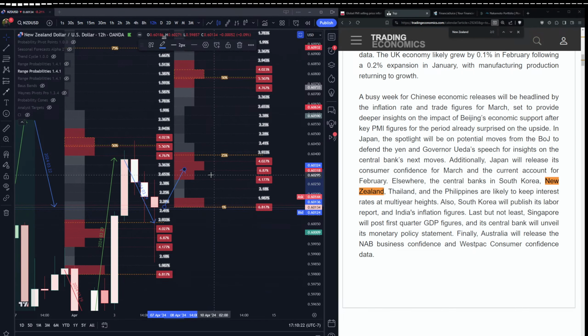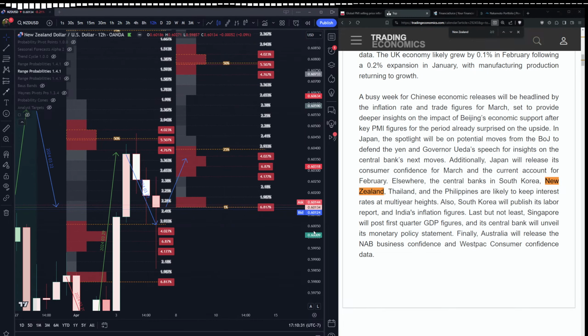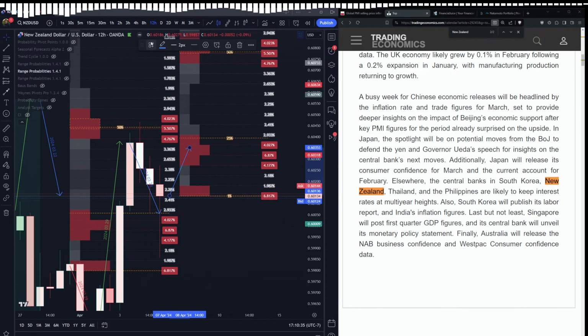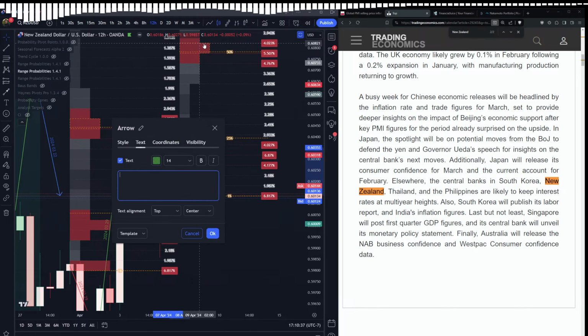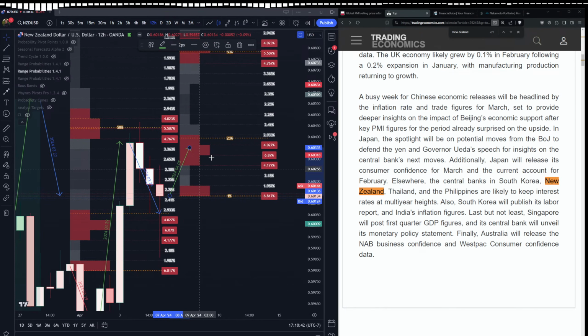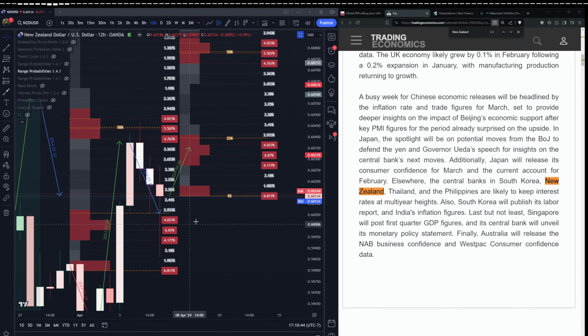I'm not especially risk on for New Zealand at the moment. To be frank, I'm just really, really not risk on New Zealand. So let's go ahead. And by the way, we can update these expectations. I just have to put in an updated timestamp, and these arrows never get deleted.